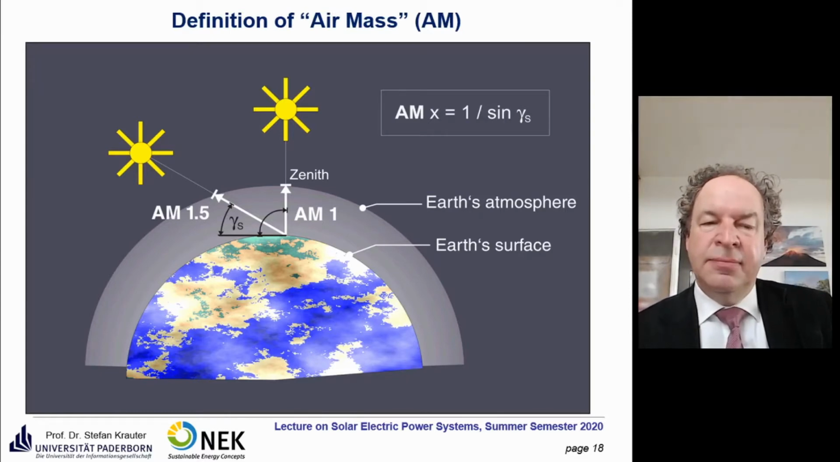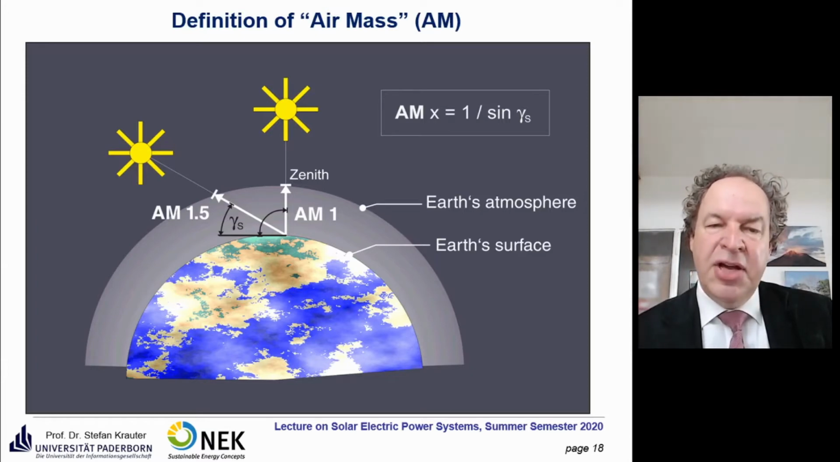And for example, what is often used in standards is AM 1.5. That means the path length through the atmosphere is 1.5 times longer than the shortest way, the perpendicular way. And this of course depends on the elevation of the sun, as we learned, gamma S. If you want to calculate for any other elevation angle, AMx is 1 divided by the sine of the elevation angle.